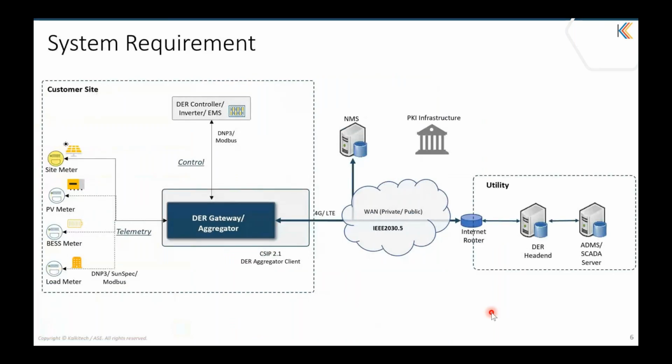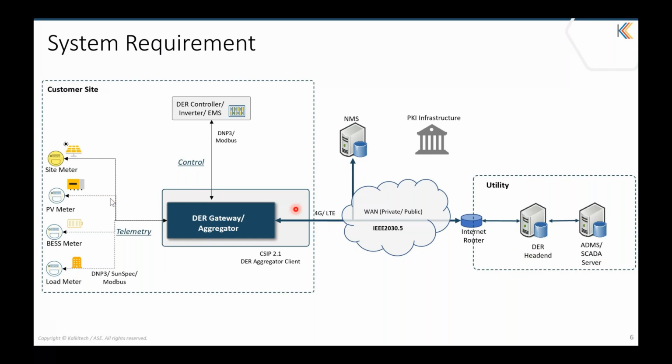Here are the system requirements at a high level. You can see that there is a customer site having multiple types of DER assets, which need to be integrated with the utility system, which has a DR head and maybe a DERMS or SCADA systems.